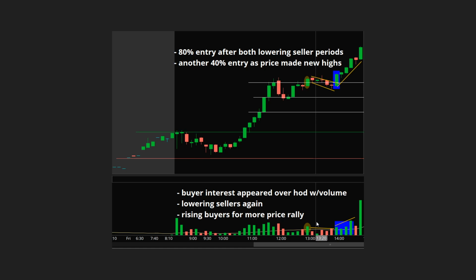If it's like that, awesome. But as you can see, just relatively lower, as you can see in this example. And then right after, rising buyers again for more price rally. So you can see they had some fuel there to push up with the rising volume.